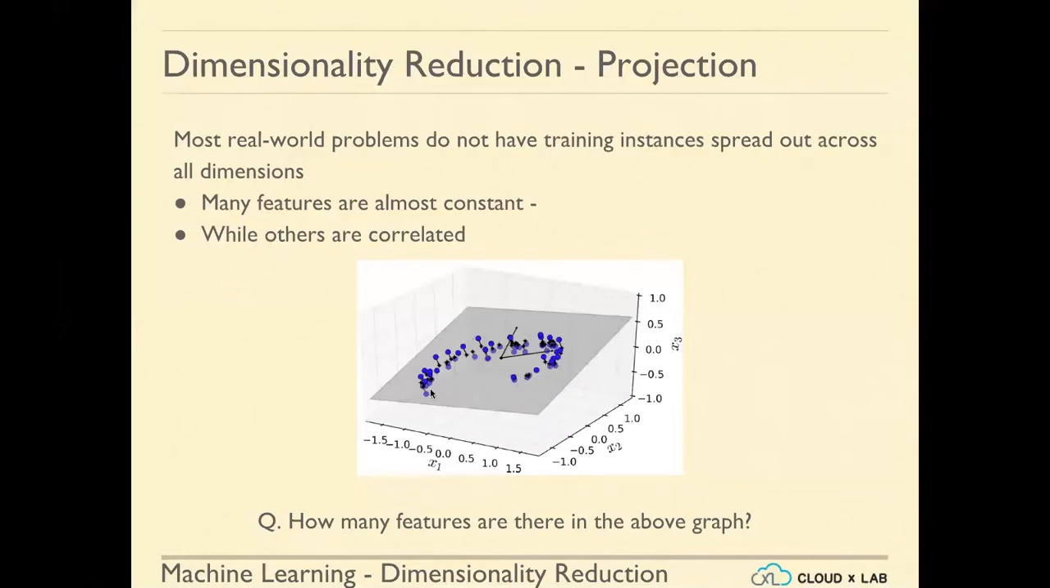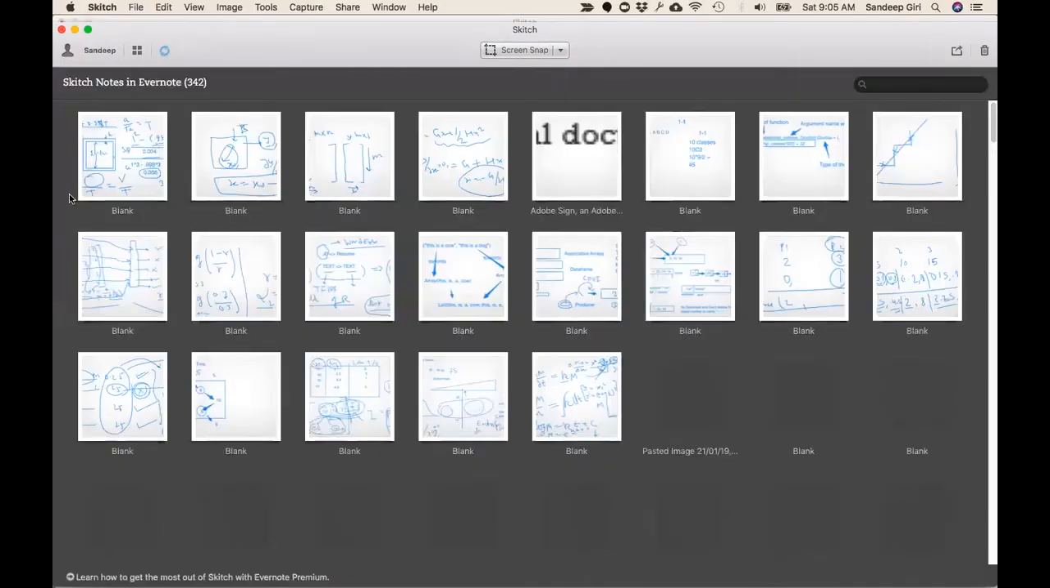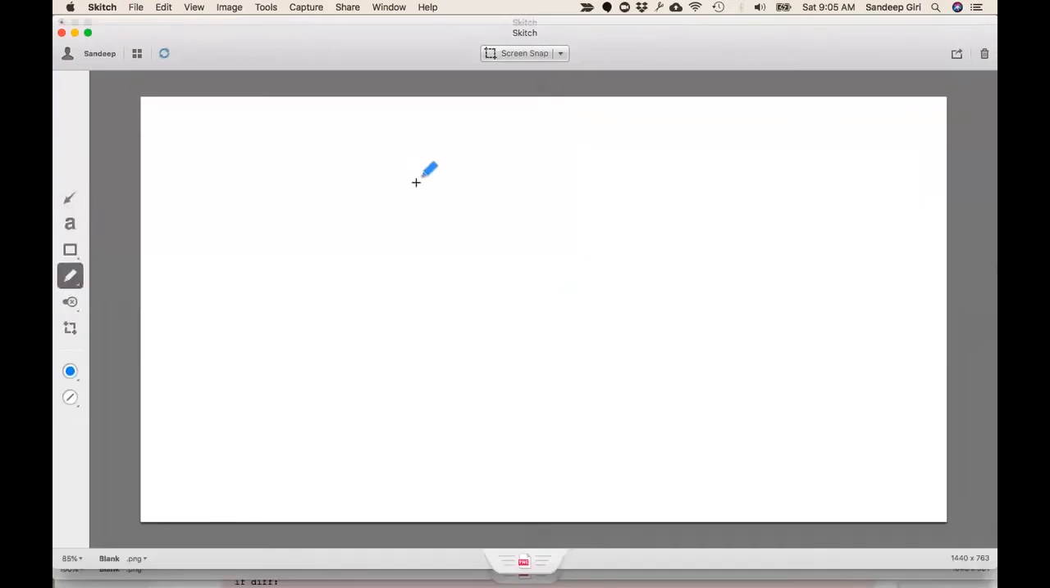right? And therefore, do you think we can drop one of the features? So the question is, how many features are there in the above graph? How many features would you like to keep? 2 or 3? That's right. So 2 are sufficient. Let me try one more diagram if I can. I can draw it for you. Let's say we had 3D like this.